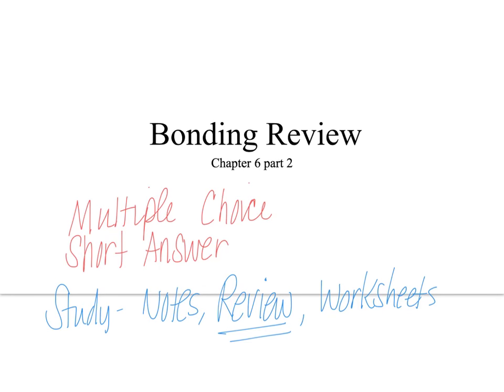So the test for bonding is going to be multiple choice and a couple of short answers. You should study your notes, your review, and your worksheets. This is part 2 of the chapter that we did, so it's going to focus more on the covalent compounds like the molecular geometry and nonpolar polar, but you still do need to know some of the ionic, especially the differences between the covalent and the ionic.